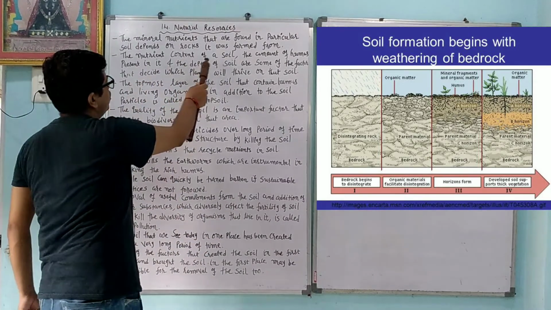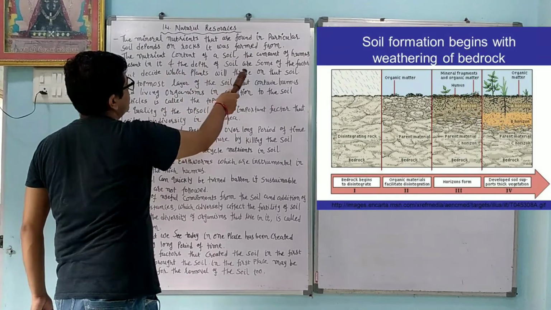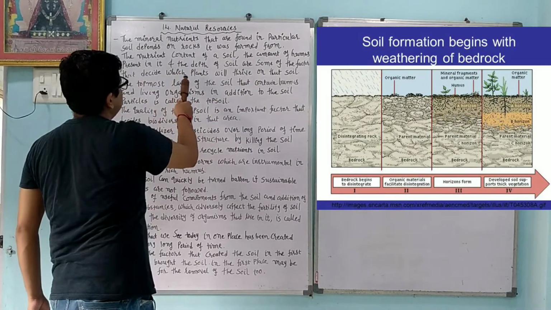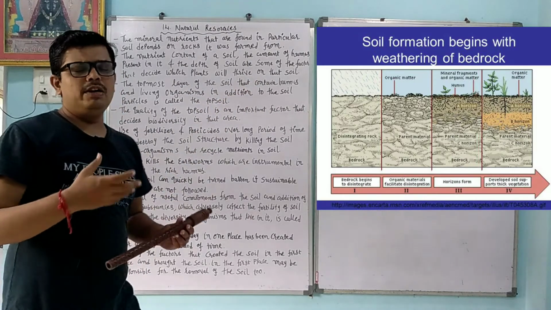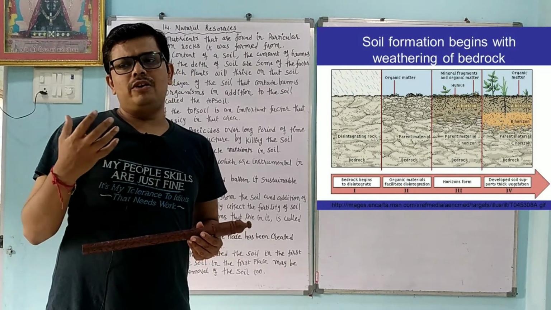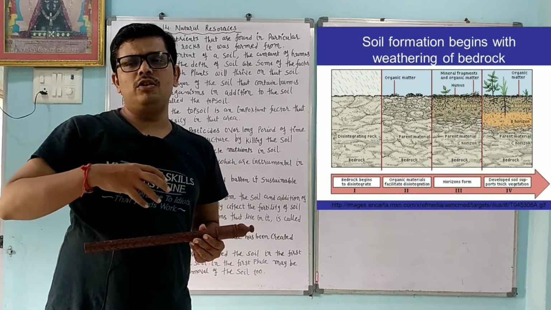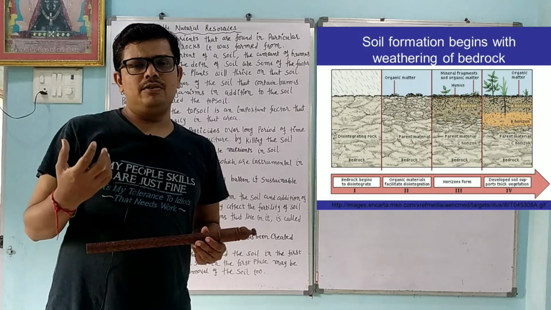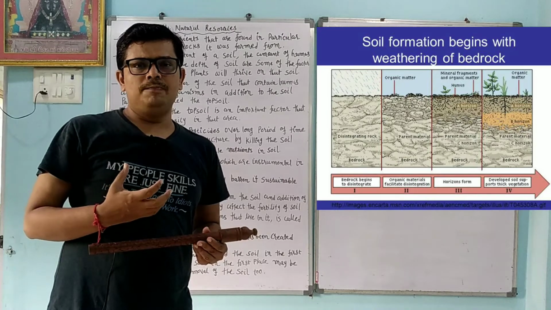The nutrient content of the soil, the amount of humus present in it, and the depth of the soil are some of the factors that decide which plants will thrive on that soil. So which plant will develop on the soil depends upon the rocks, how many nutrients are in that rock, and which type of soil is obtained from it. It also depends on the humus.